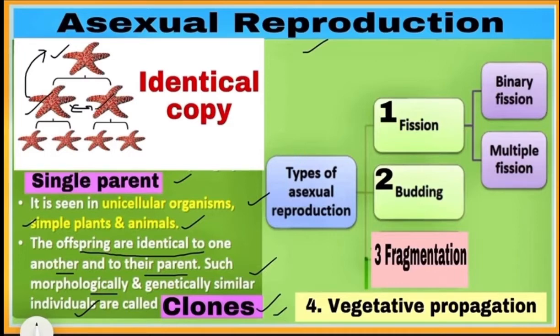Okay. Now, let us see the types of asexual reproduction. In this video, we will study 4 different types of asexual reproduction. 1st, fission, 2nd, budding, 3rd, fragmentation, and 4th, vegetative propagation. Fission is again of 2 types: binary fission and multiple fission. Let us study them one by one in this video.